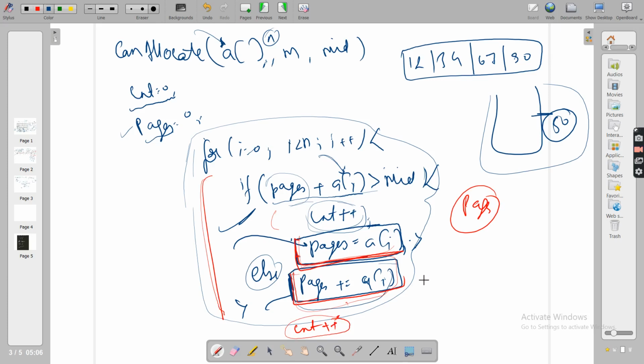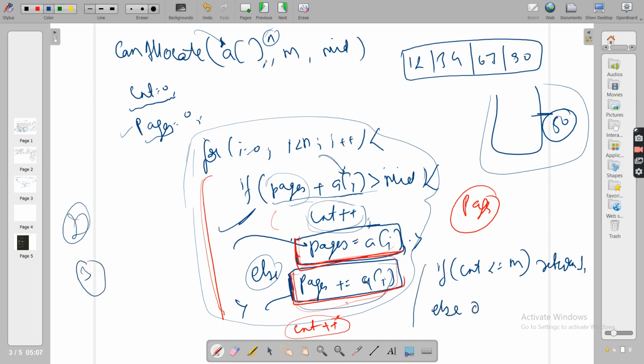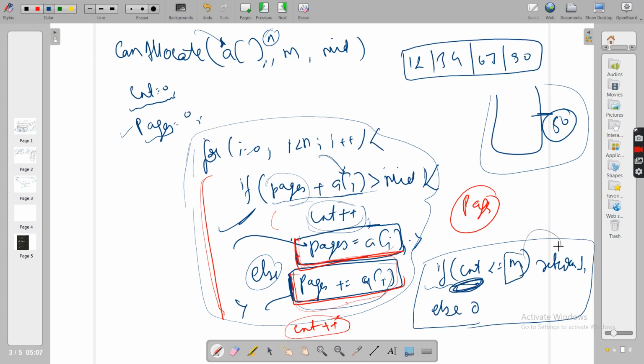Now if this count is less than or equal to the number of students you require, then this allocate function will return 1. Else, you are given 2 students but you require more than 2, which is 3, 4, 5, then you will return 0, meaning I cannot distribute this. So here you see the working. And guys, remember, you have to distribute at least one set of pages to everyone. But here, if you require fewer students than what you're given, then you'll return 1. But as I said, you have to distribute the pages to every student.